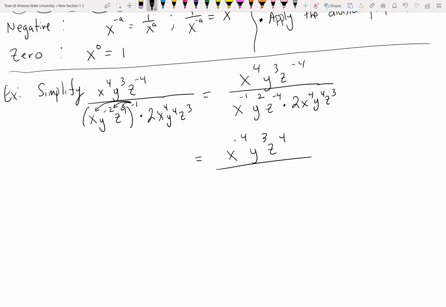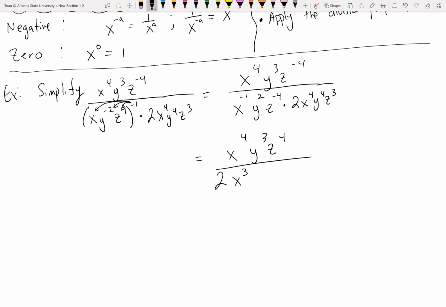Just focus on the same letters at a time. Just look at the x's together. Look at the y's together. Look at the z's together. The first thing I do notice is that we do have this rogue 2 here. This 2 is off by himself. He doesn't have a buddy 2, so just write him down because there's nothing to do. Now focus on the x's. Here we have x to the negative 1, x to the 4. According to the multiplication property, you add the exponents. So a negative 1 plus 4 gives us a 3, x to the third.